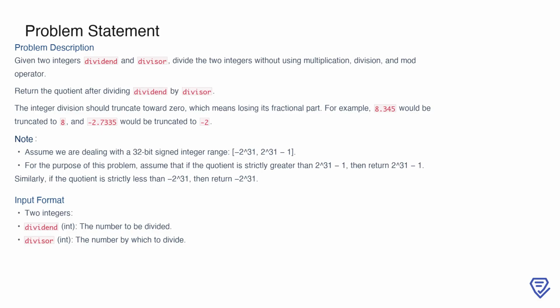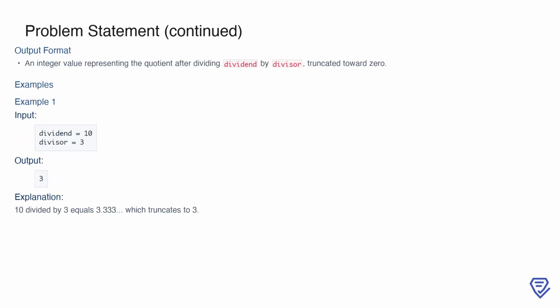The input consists of two integers, dividend, which is the number to be divided, and divisor, the number by which you divide. The output for this problem is a single integer, representing the truncated quotient of the division. Let's take an example to clarify this further.